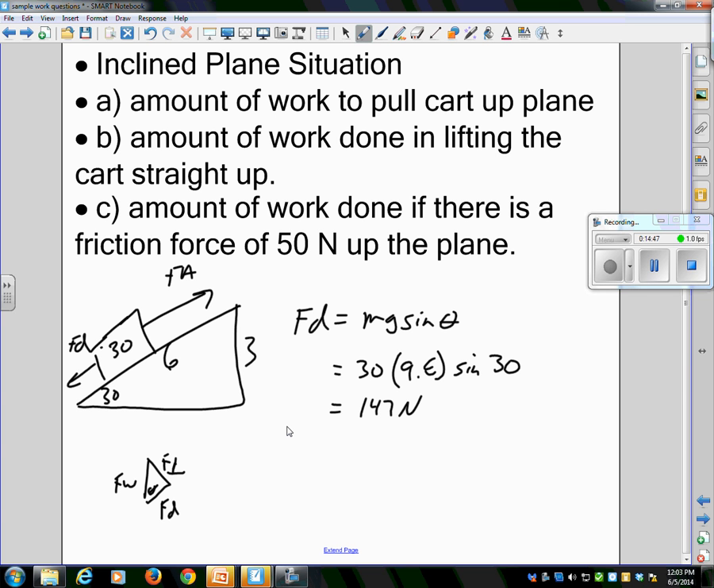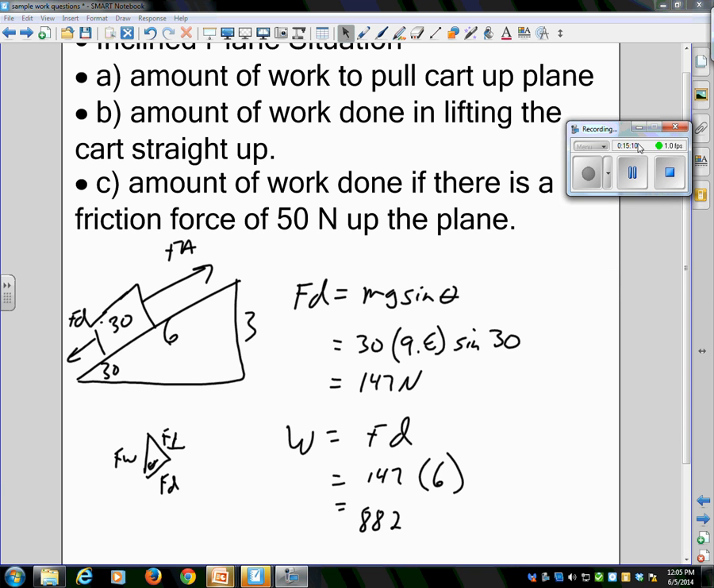So now the amount of work done is W equals FD, so now it's F times D, not F times small d, right? So it's 147. Now, how long is the ramp? It looks like it's 6 meters. 882 joules of work.